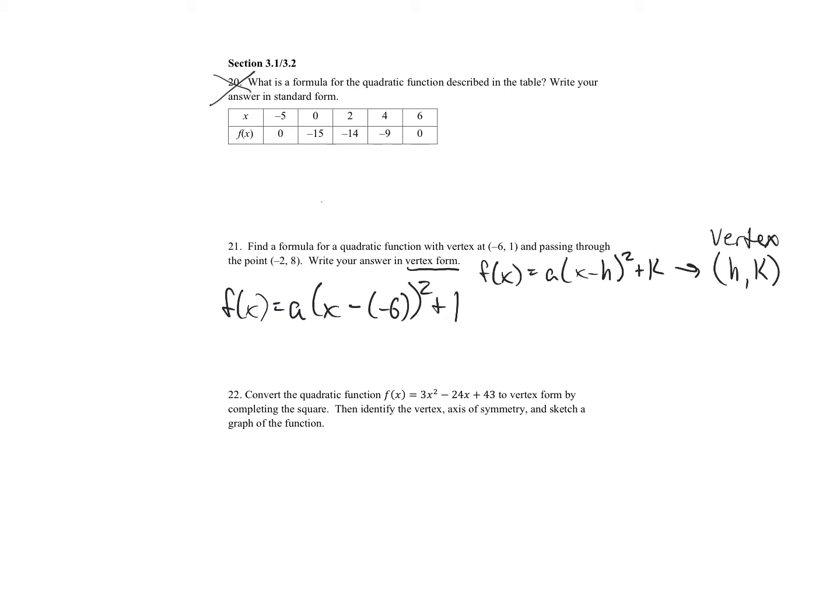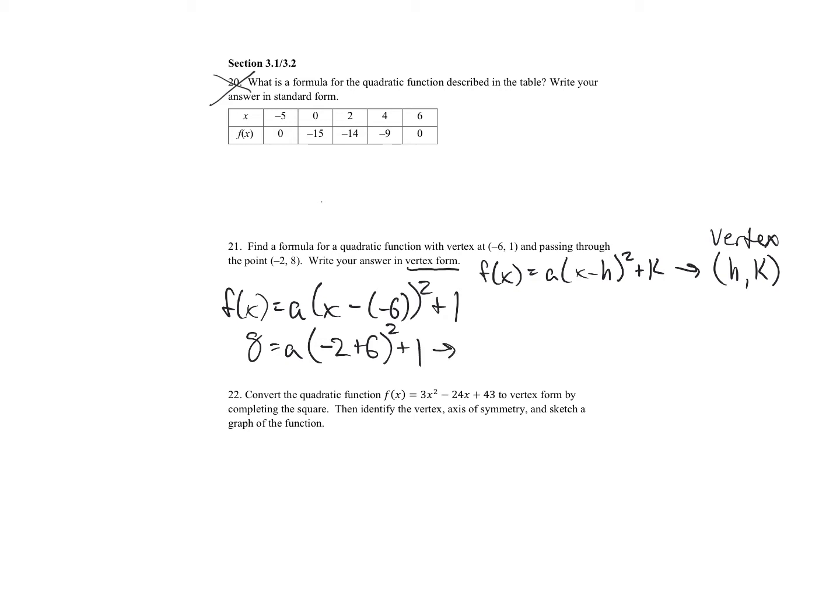And now we also know that this formula needs to include the point -2, 8. So since 8 is our y value, or our f of x, we know that f of -2 is 8. So we're going to put in our 8 right here. We still don't know a. We know that our x is going to be -2. So we'll have -2 plus 6 in here squared, because the negatives in minus -6 come together to create a positive. Then we have our plus 1.